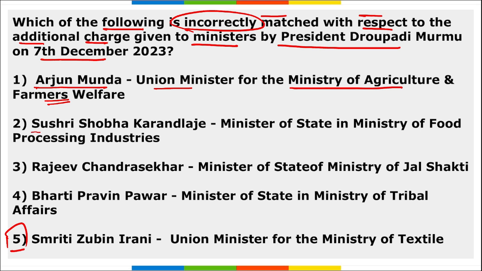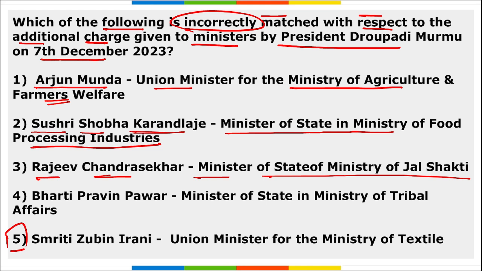Next, you can see Sushri Shobha Karandlaje ji, Minister of State in Ministry of Food Processing Industries. Then Rajiv Chandrasekhar, Minister of State of Ministry of Jal Shakti. Bharti Praveen Pawar, Minister of State in Ministry of Tribal Affairs, right? They were given additional charge. And Smriti Irani ji, was she given the additional charge of Ministry of Textiles? No. She was given the additional charge for what? No, she was not given any additional charge, right? She is the Minister of Women and Child Development. Correct?